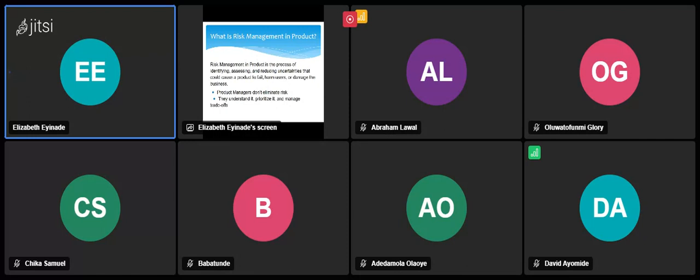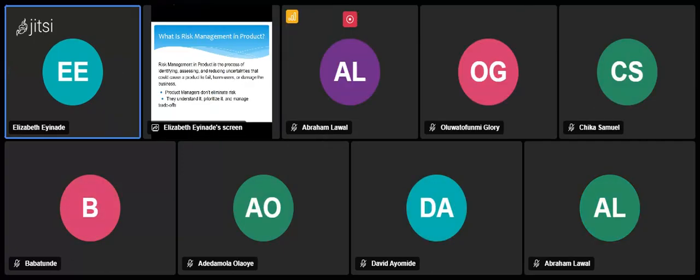Don't make the mistake of wanting to completely eliminate it. Just try to manage the likelihood of that risk. So understand it as a product manager. Prioritize it and manage your trade-offs. We already know what trade-offs are.